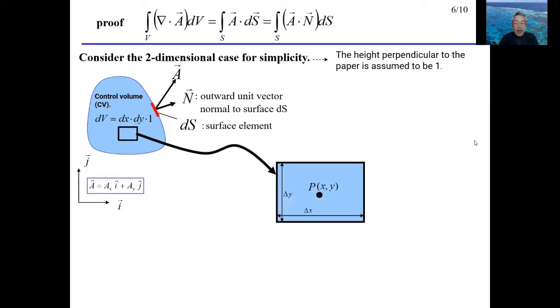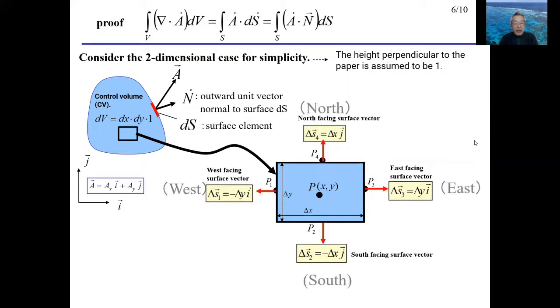The small element of the upper left sphere is enlarged and shown in the middle. The coordinate of the center P of the element is (x, y). The centers of the west, south, east, and north surfaces are named P1, P2, P3, and P4.